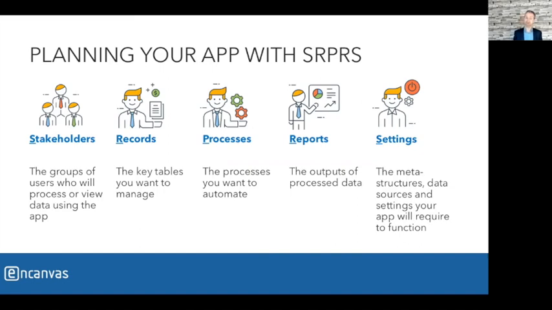Everything in live wireframing happens quickly, and it does so because the first goal is to achieve a workable prototype. The scoping activity is no different to that. The method we use for scoping is called SERPs, which stands for Stakeholders, Records, Processes, Reports, and Settings. These are the 5 key areas of any application design.